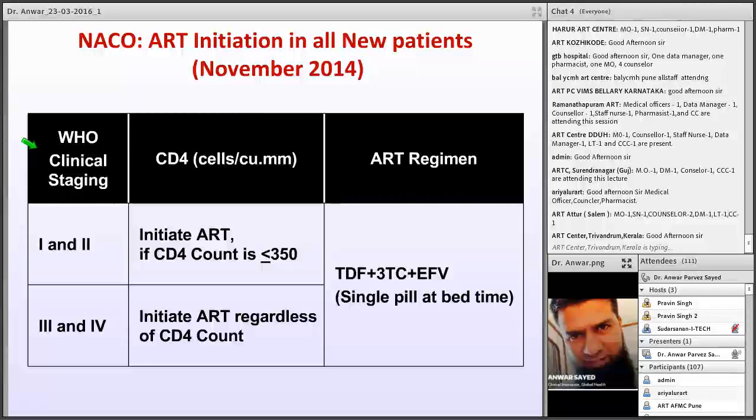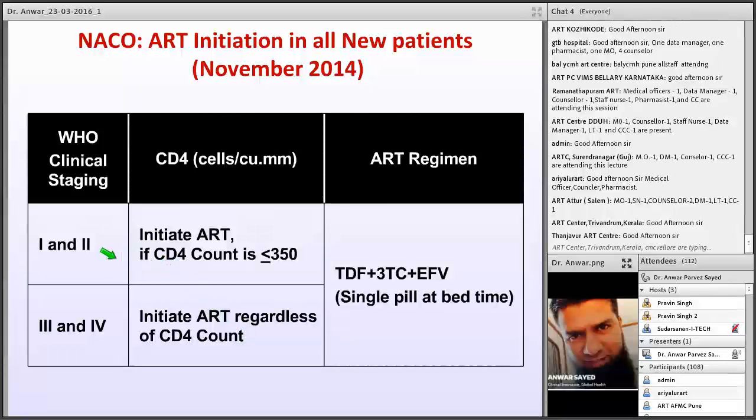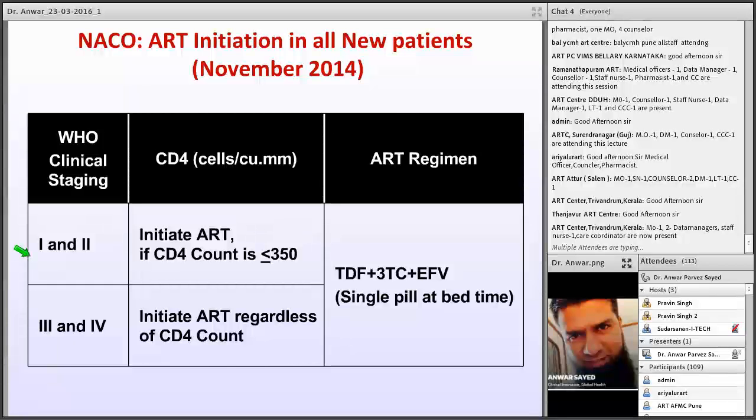If we look at the guidelines, the current national guidelines recommend initiation of tenofovir based first line ART, that is in combination of TLE as a single pill which is taken at bedtime. It is initiated in WHO clinical stage 1 or 2 if CD4 is 350 or less, and in stages 3 and 4 irrespective of CD4 count. Though the guideline of less than or equal to 500 has been accepted, that has not yet been rolled out.